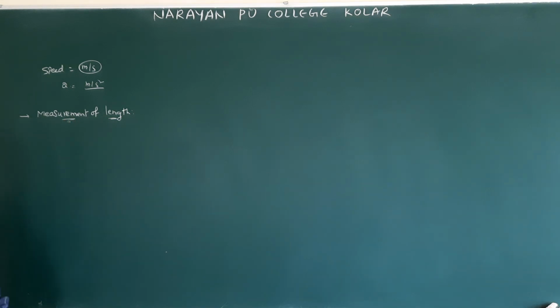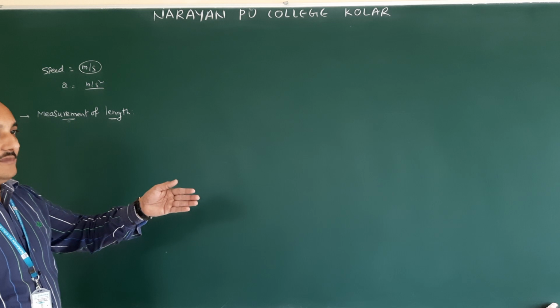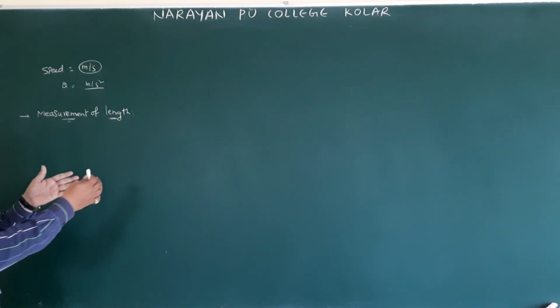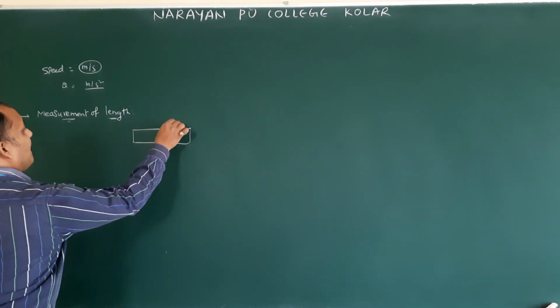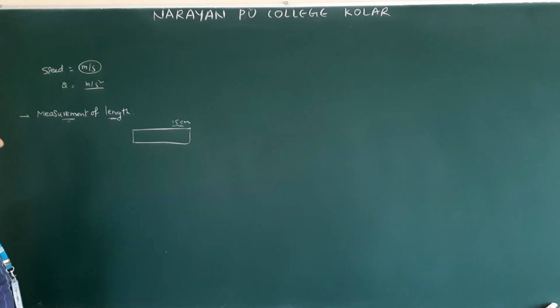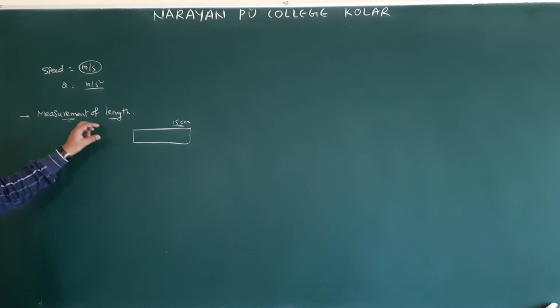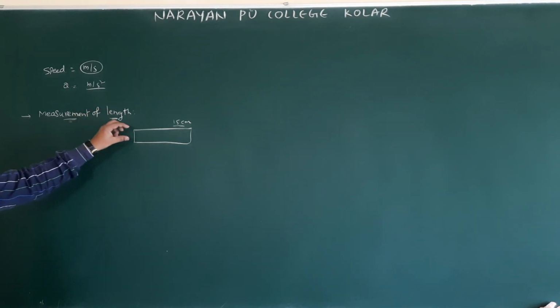How are we going to measure length? You know the meter scale or centimeter scale very well. In our compass box or geometry box, a 15 centimeter scale will be there. Generally, a 1 meter scale will also be there. So by using a normal scale, we are going to measure the length.